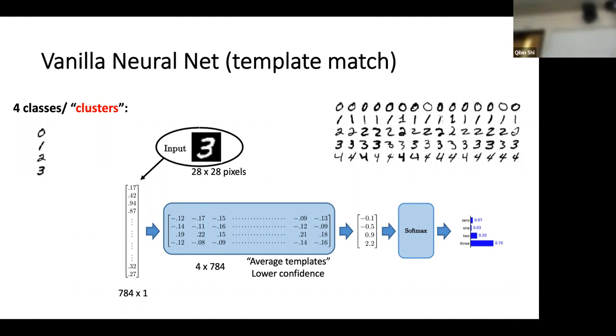Here we can do the same thing, but the optimal choice of this matrix is that we design the four rows of the matrix, and each row represents the average template for each class. For example, the first row represents the average template of number 0, and the last row represents the average image of number 3. By doing this, we can also make reliable predictions on the clusters. So this is the basic idea of using this template match algorithm as an analogy to our neural network model.